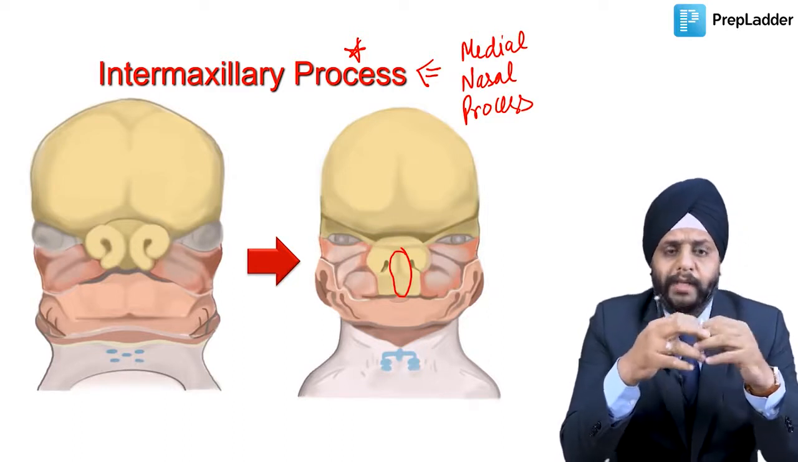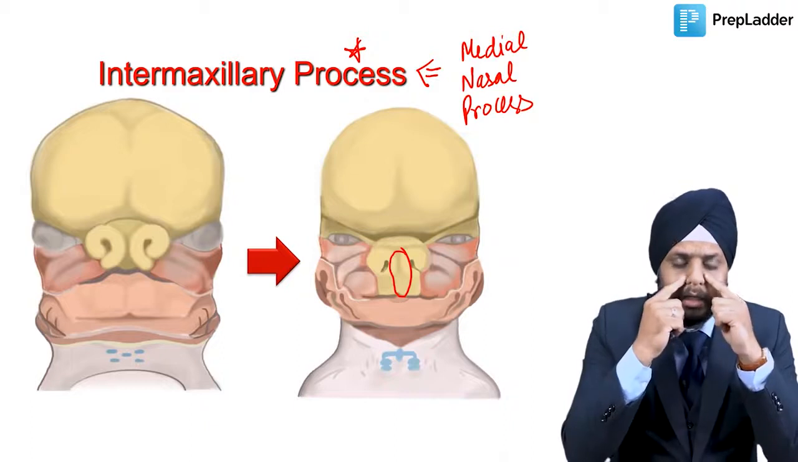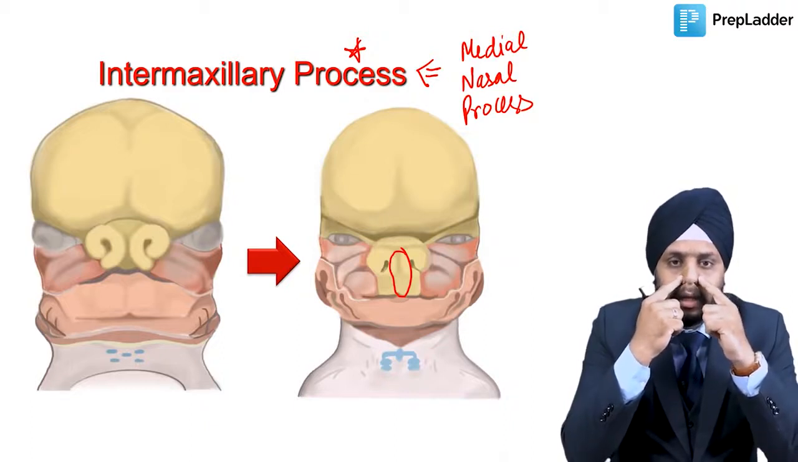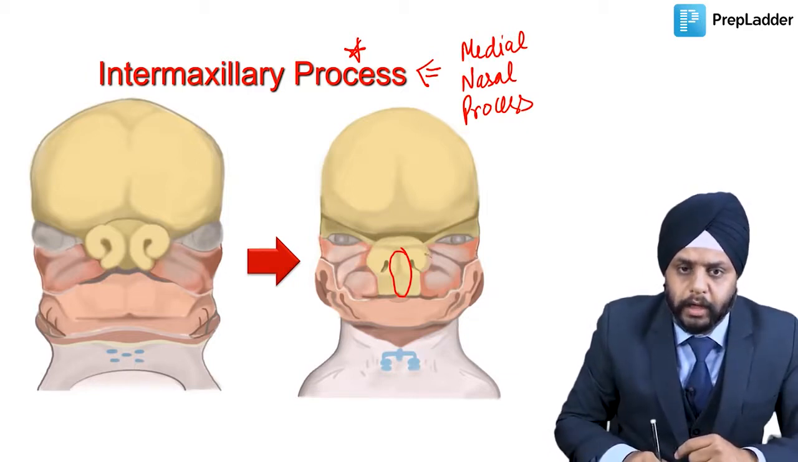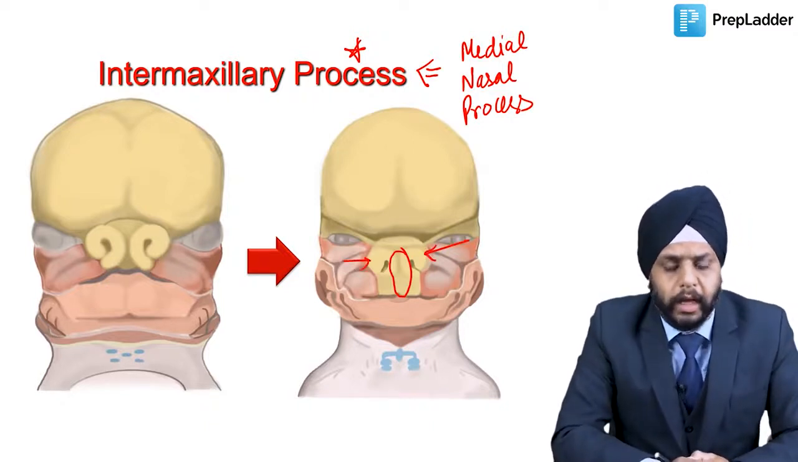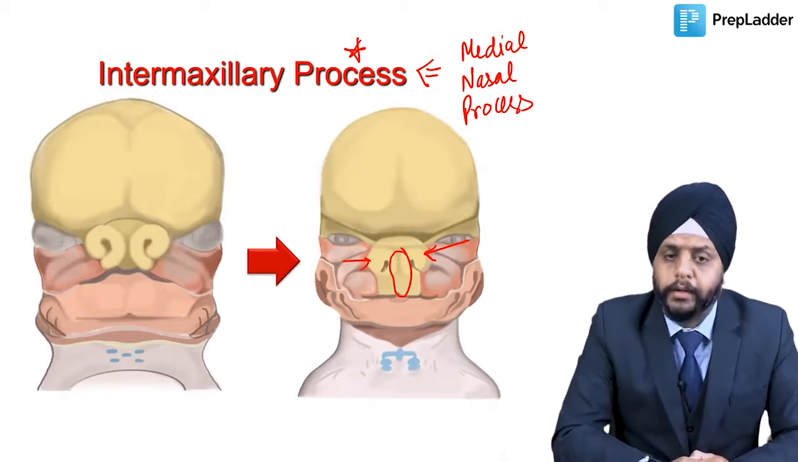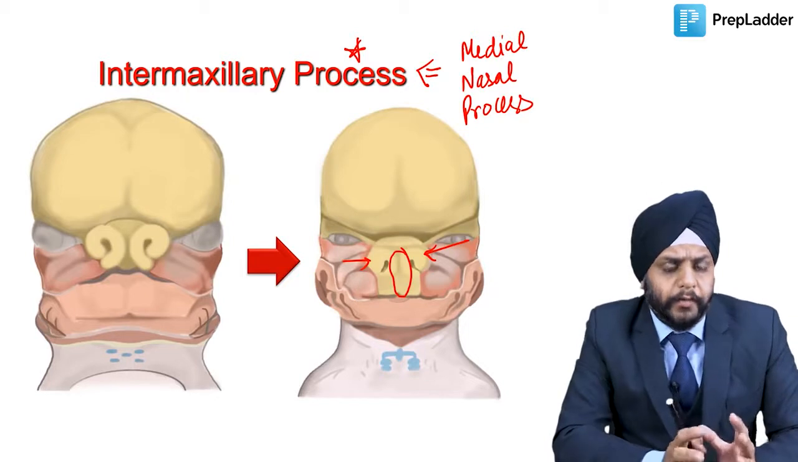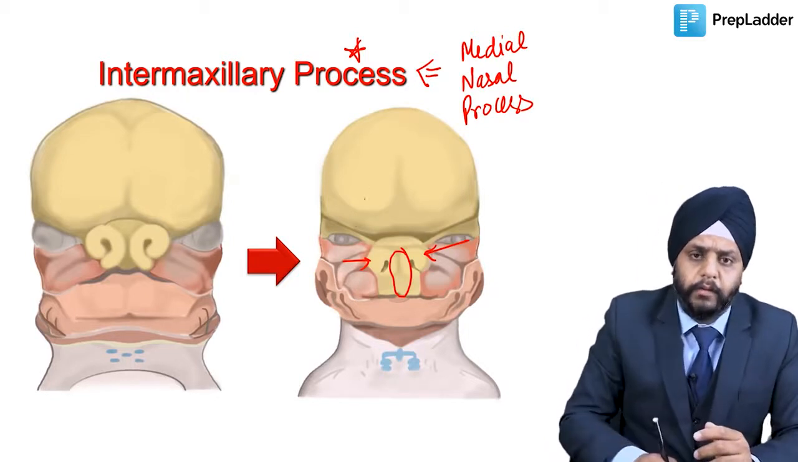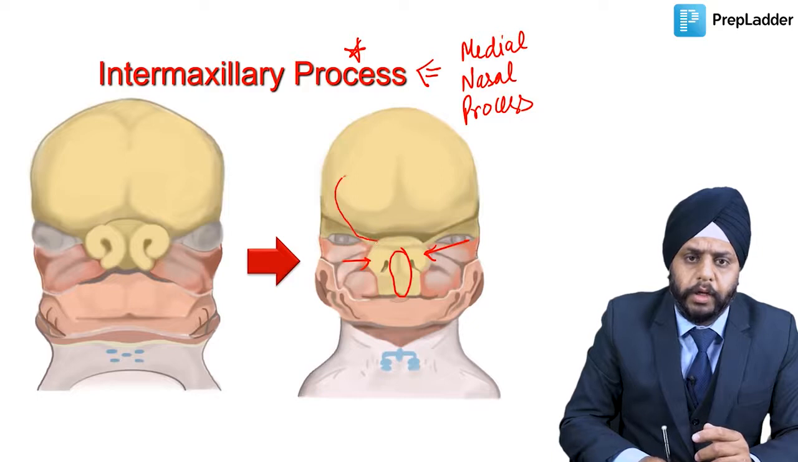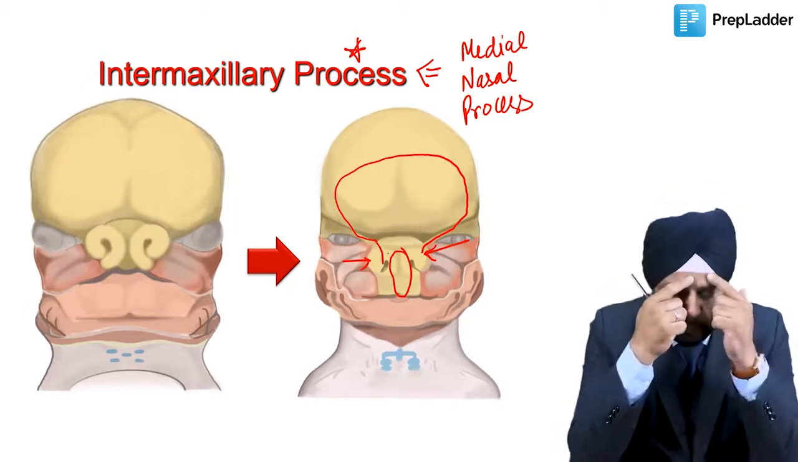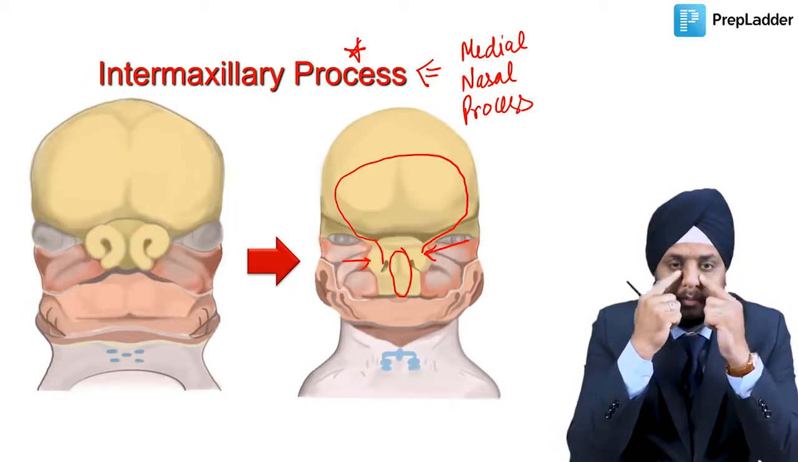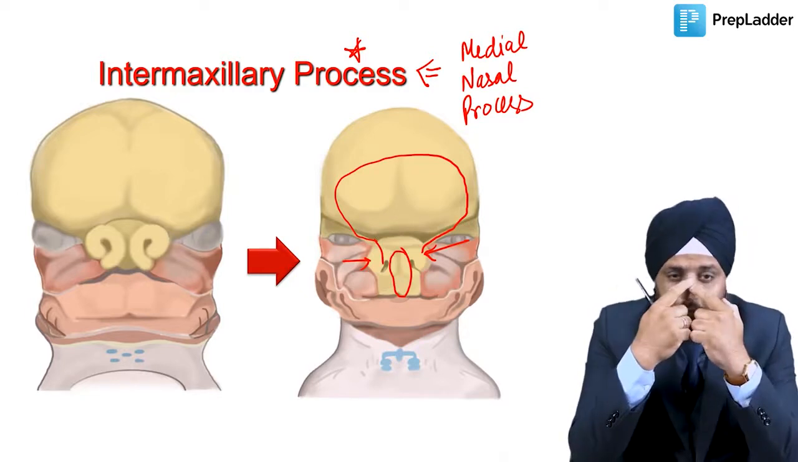Okay, now what is formed by the lateral nasal process? The lateral nasal process, you can see, has formed the ala of nose and it goes inside and forms the lateral wall. So you can see that the lateral nasal process on the two sides has formed the ala and the lateral nasal wall. The remaining of the frontonasal process, as you can see over here, has formed your forehead. Yes, it has formed your forehead. Okay, it has formed the bridge of the nose.